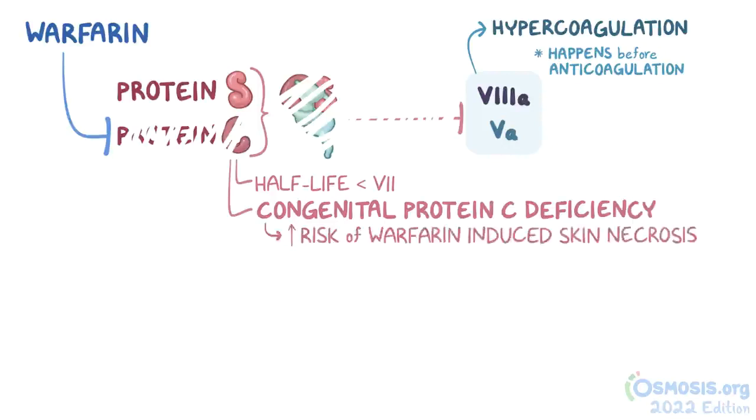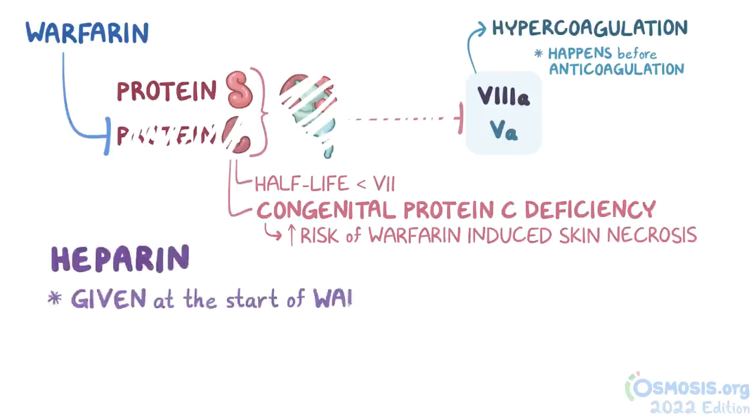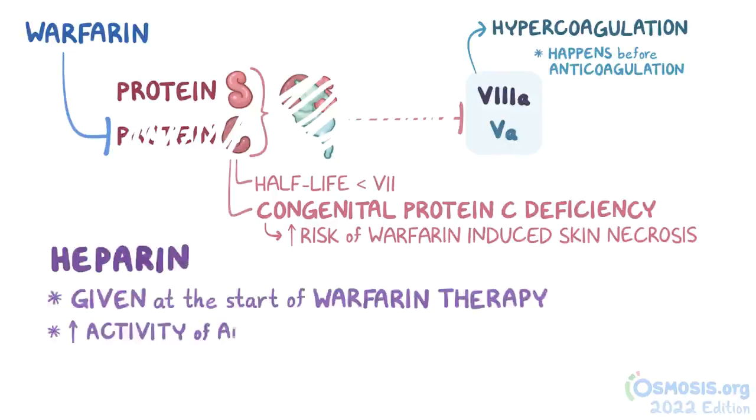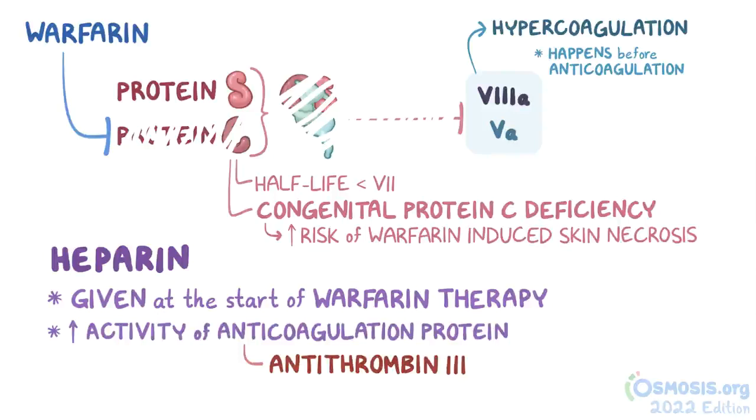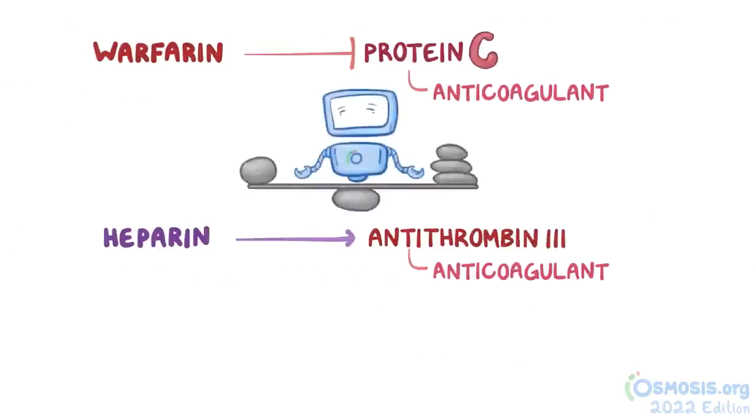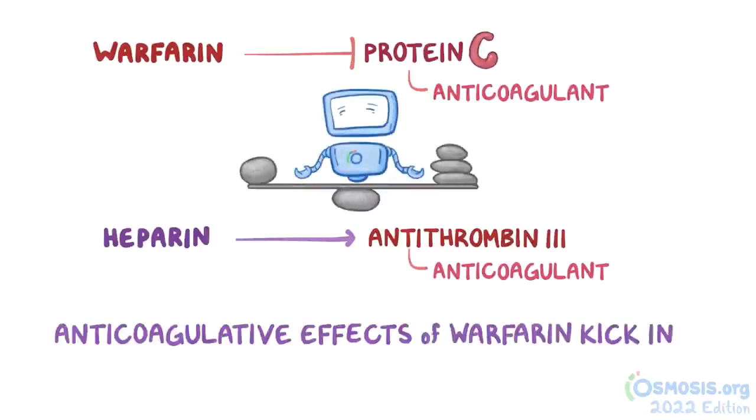So, to combat this, another anticoagulant called heparin is often given at the start of warfarin therapy. Heparin enhances the activity of another anticoagulation protein found in the body called antithrombin 3, which normally inactivates activated factor 2, or thrombin, and factor 10A. This balances things out until the anticoagulative effects of warfarin kick in, and it's referred to as a heparin bridge.